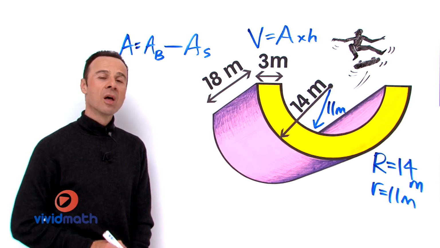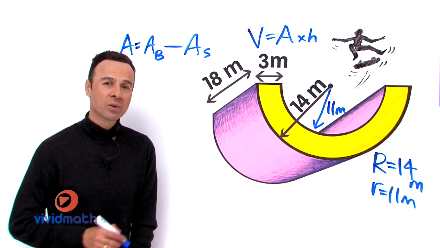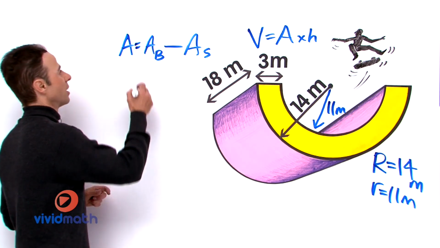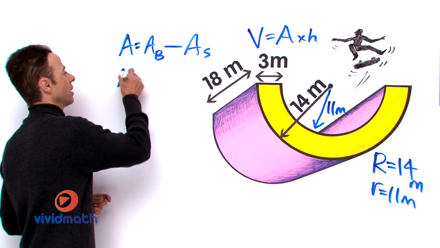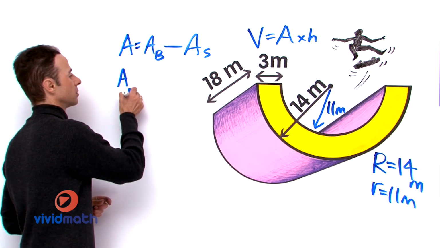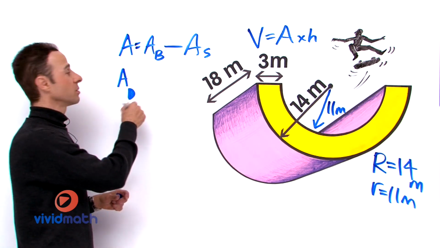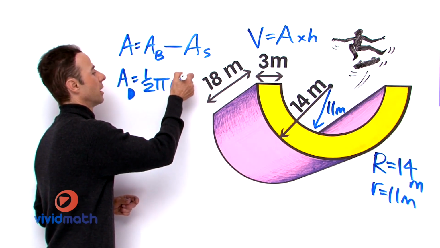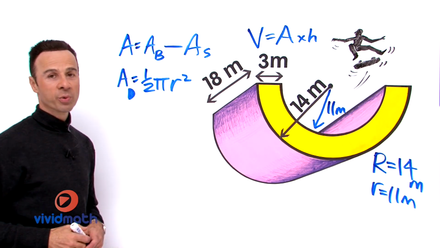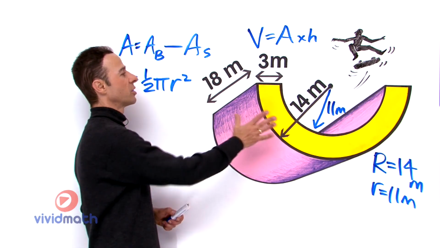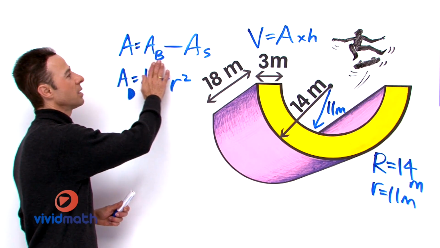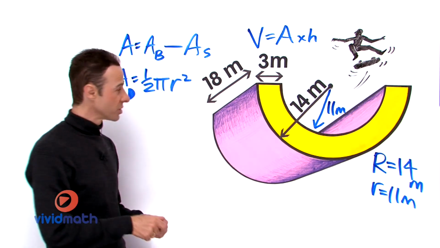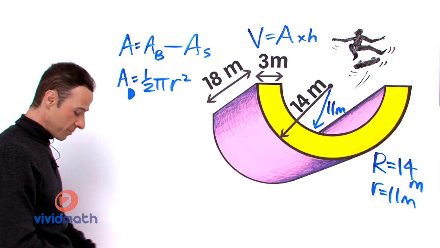Now, what's the formula for a half circle? For a semicircle, in other words. What's the formula for that? Well, the formula is area for a half circle equals 1/2 pi r squared. So that's the formula we will be using. So now let's take the dimensions and put them in. Area of big minus area of small. And remember, they're both semicircles, not full circles. So let's put some values in now.